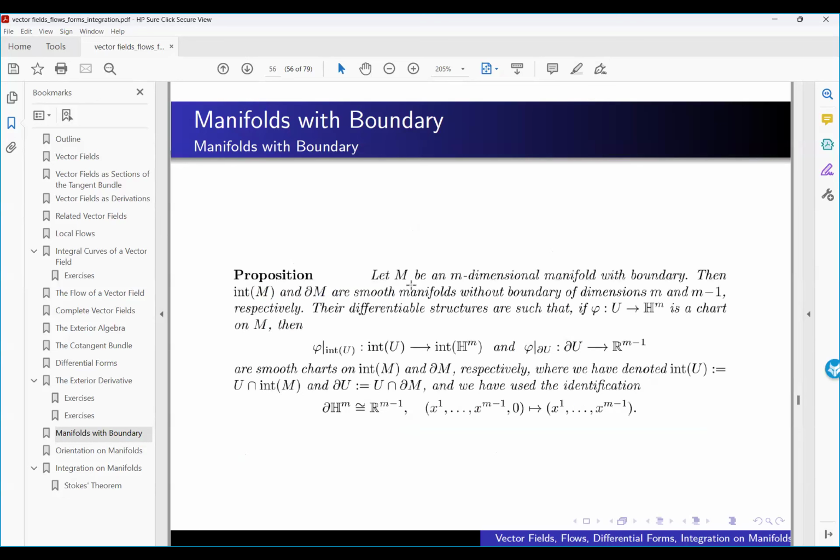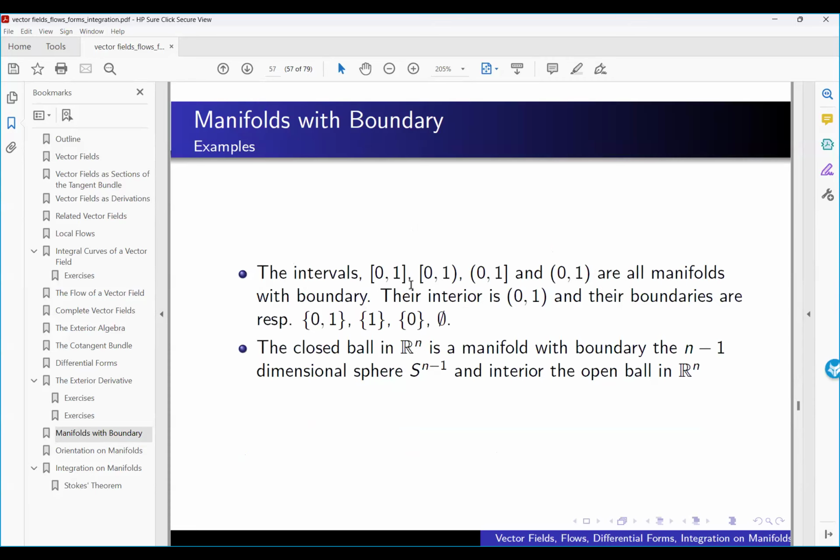So here we define the same kind of differentiable structure. And yes, I do have some examples here. You see, for instance, the closed interval [0, 1]. This is a manifold with boundary. What is the interior? It's the open interval (0, 1). What will be the boundary? Well, we have two points, 0 and 1. On the second interval, the interior is the open interval (0, 1), and the boundary is 0. Now, the last one is either a manifold.